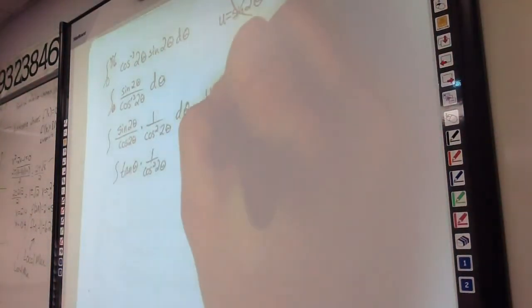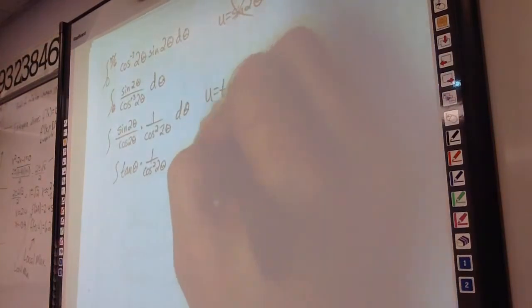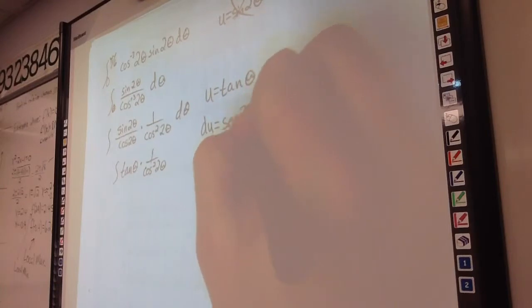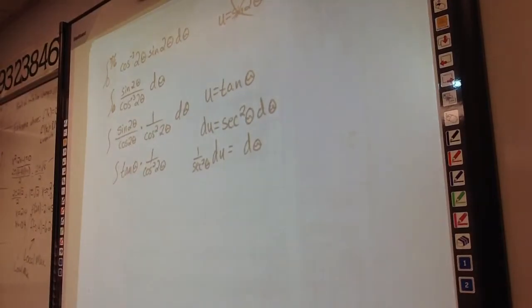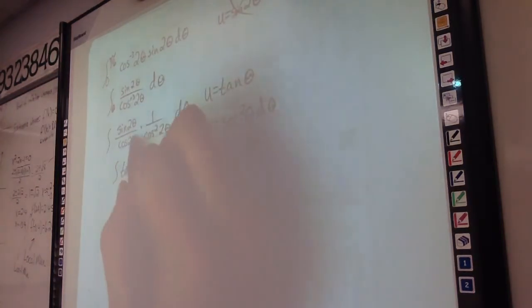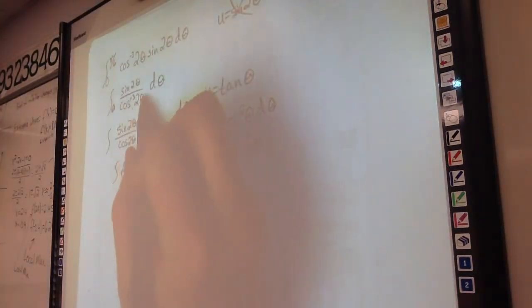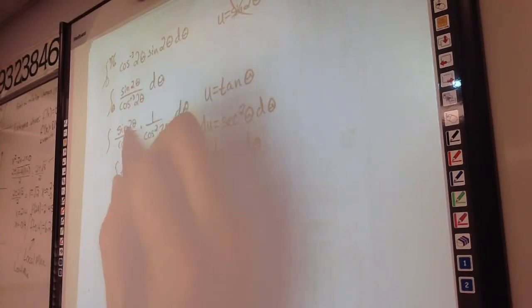Then I was like, okay, let u equal the tangent of theta. So du will equal the secant squared of theta d theta, which means d theta equals 1 over secant squared theta du. Did you say the question? Where it says times 1 over cosine squared of 2 theta, I had cosine to the third on the bottom here. I just separated it: sine over cosine times 1 over cos squared. Because if I multiplied these back together, it'd be sine over cosine to the third, right?